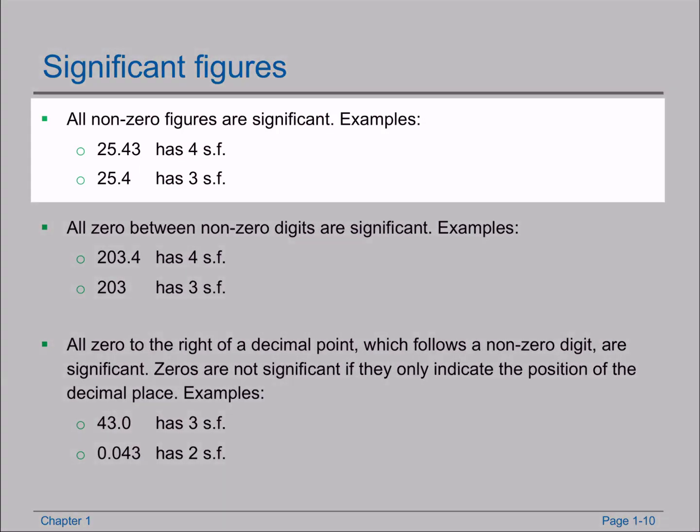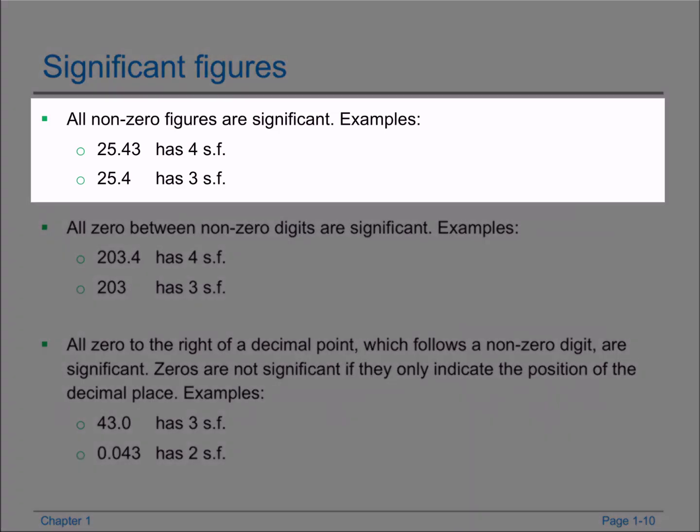Number 1, all non-zero figures are significant. So for example, the first point here, 25.43. Now there are 4 significant figures here because 2, 5, 4, and 3, all 4 numbers here are significant, whereas 25.4 has 3 significant figures because there are only 3 numbers there, 2, 5, and 4.